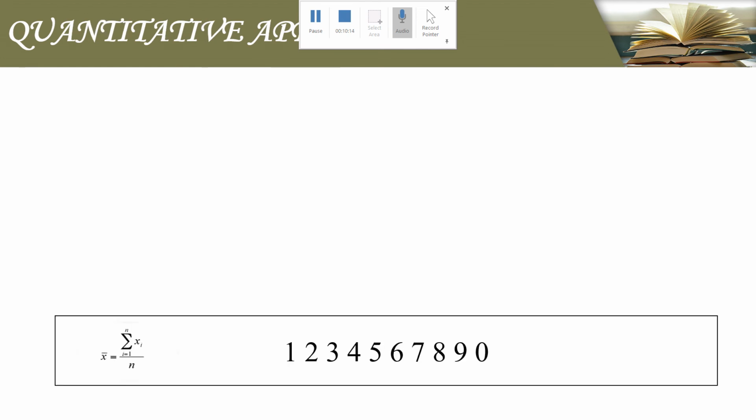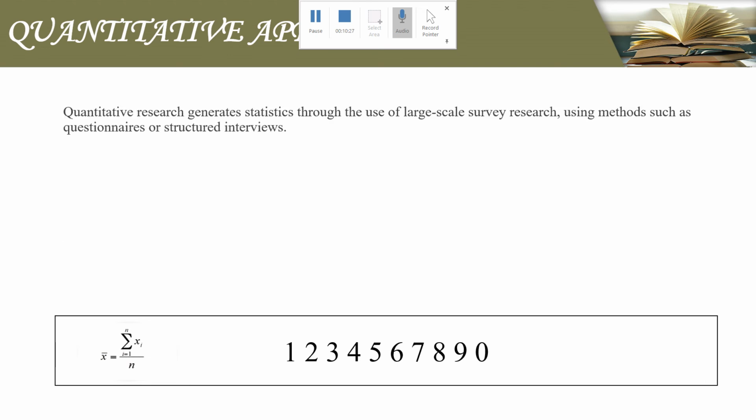We are now moving on to quantitative approach. When you hear the quantitative, what comes into mind is quantity, that's numbers. So this approach are statistically inclined. Quantitative research generates statistics through the use of large-scale survey research using methods such as questionnaires or structured interviews.